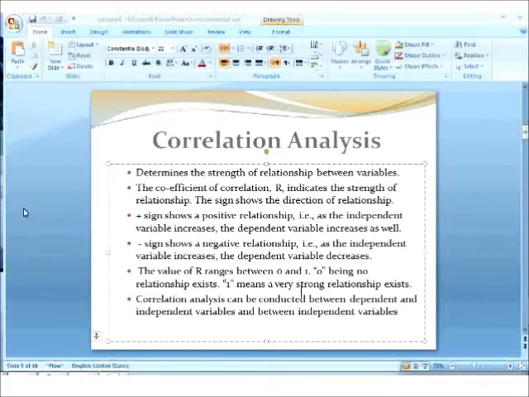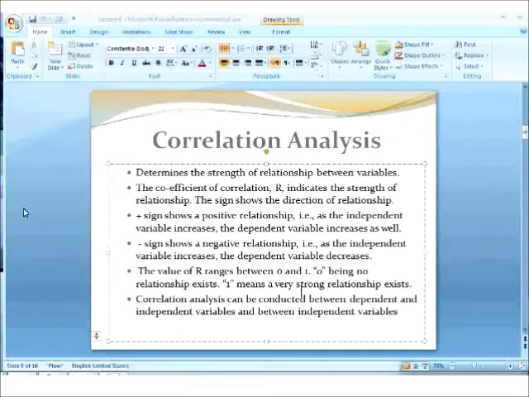So I was discussing correlation analysis. What correlation analysis is about? Okay. Thank you. So we were discussing what the positive correlation is and what the negative correlation is, and what this means. So the coefficient of correlation, which is the R, could be positive, could be negative. The positive means that as the independent variable increases, the dependent variable increases as well.